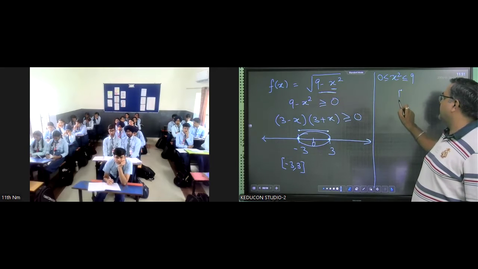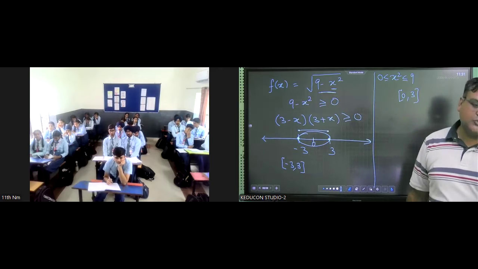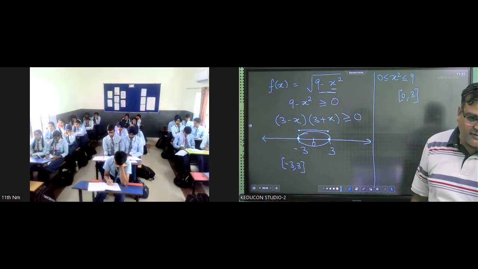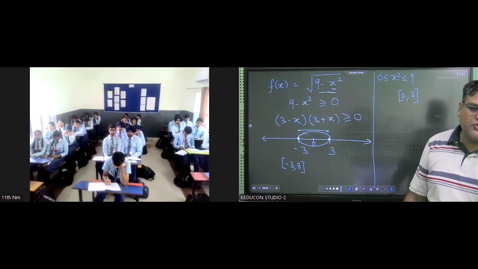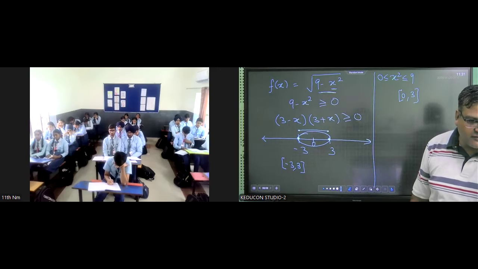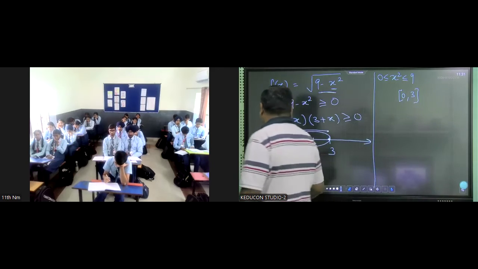So the range will be 0 to 3. Right? Is this clear? This range will be 0 to 3. Any doubt, students? No? चलिए एक और क्वेश्चन देखते हैं जी.